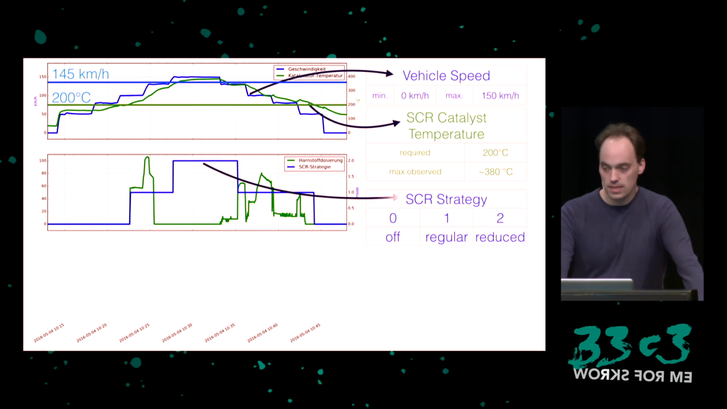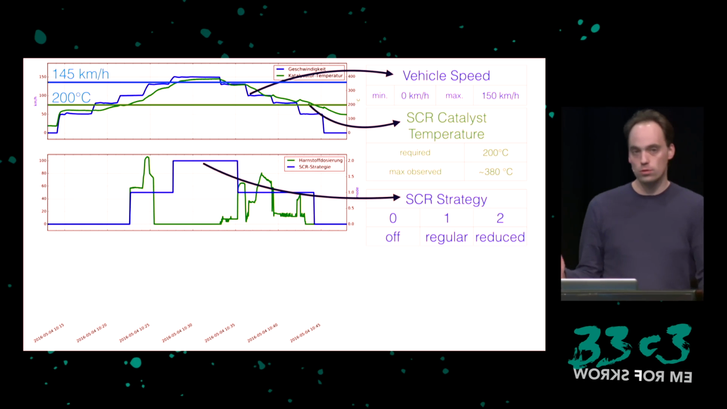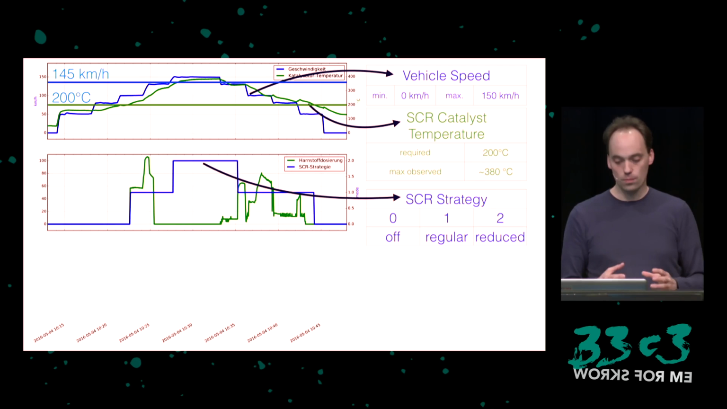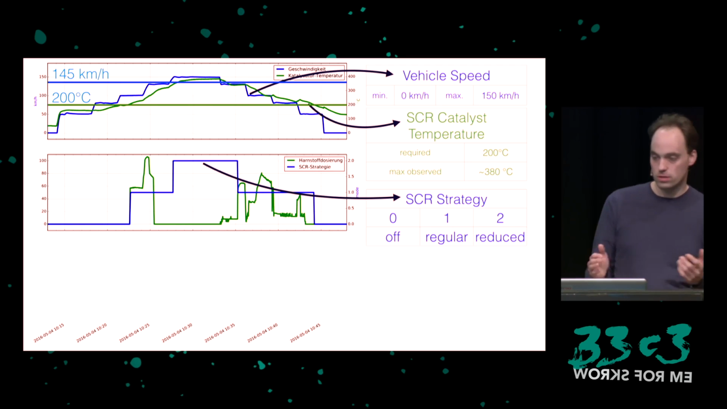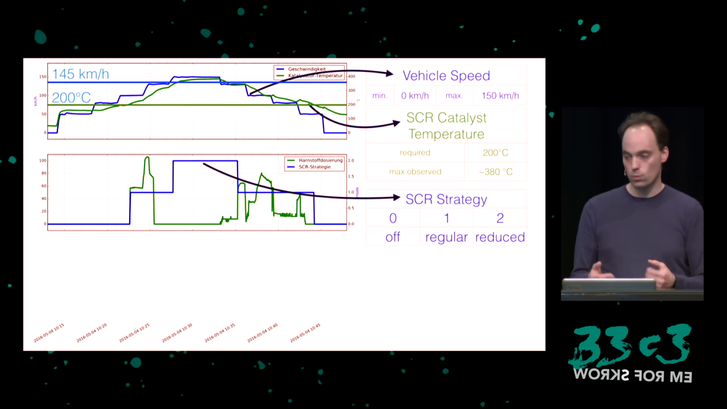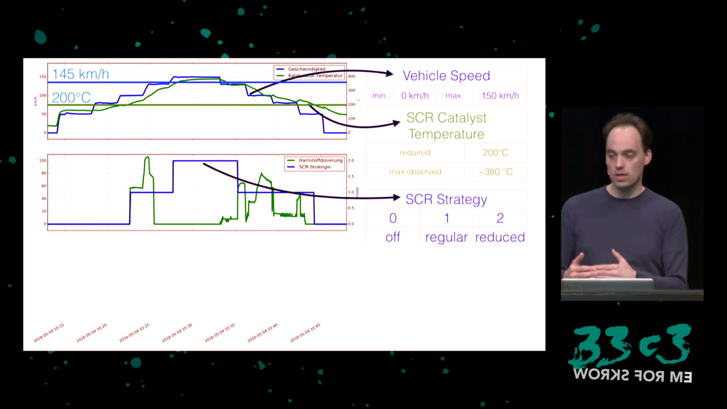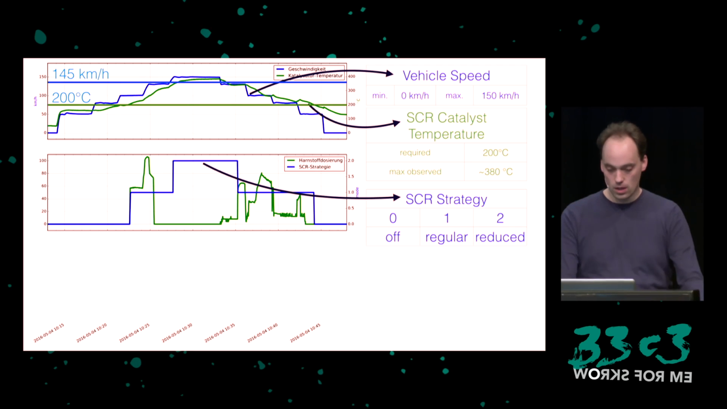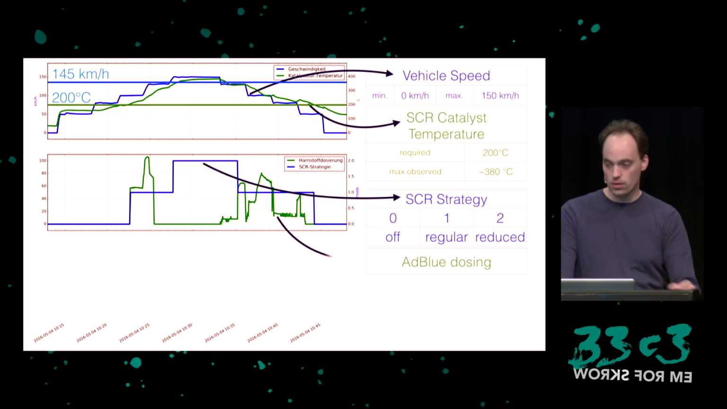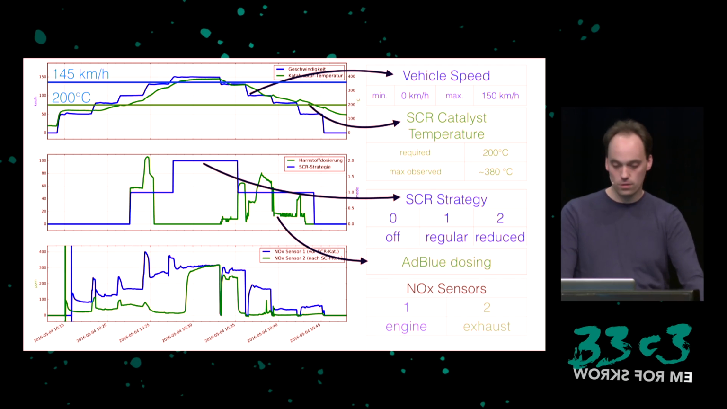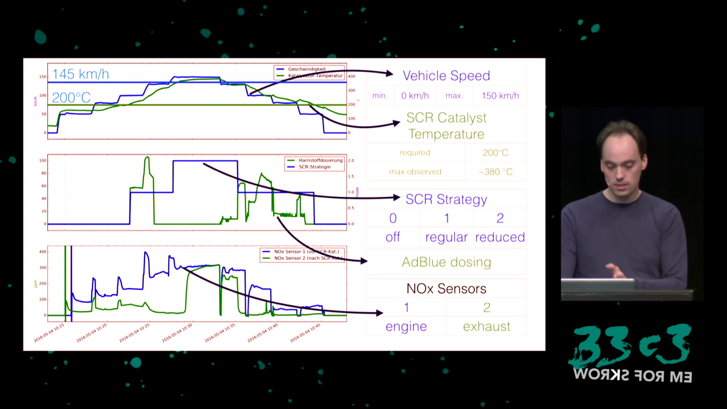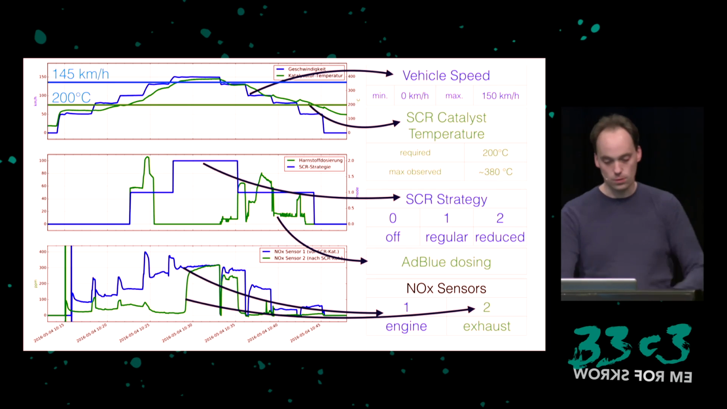We logged something that is the SCR strategy. It turns out there are multiple ways the ECU computes how much AdBlue to dose, and I call them strategies. So 0 means off, no AdBlue is dosed. 1 means the regular way that takes into account the storage mechanism. And then 2 is a special reduced way. Then we also logged the actual dosing value. And then we also had the sensor data from between the engine and the catalyst, and between the catalyst and the exhaust.